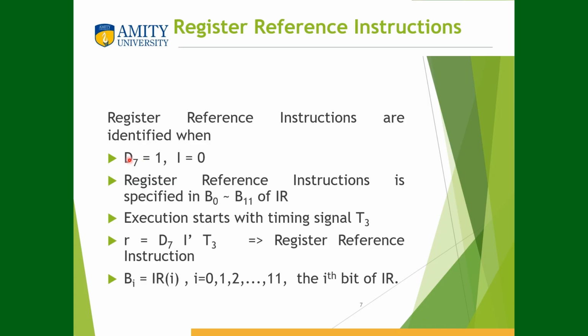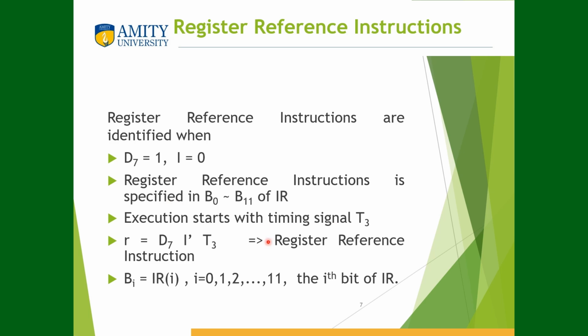So D7 equals 1 means that the opcode is 111, and if you remember the format of the register reference, it was 0111. So the opcode has to be 111 and the addressing mode is 0. Thus it is a register reference, and the operations are specified in between B0 to B11 of the instruction register. What this means is there are 12 different operations that can be performed, and this is the range of the operations.